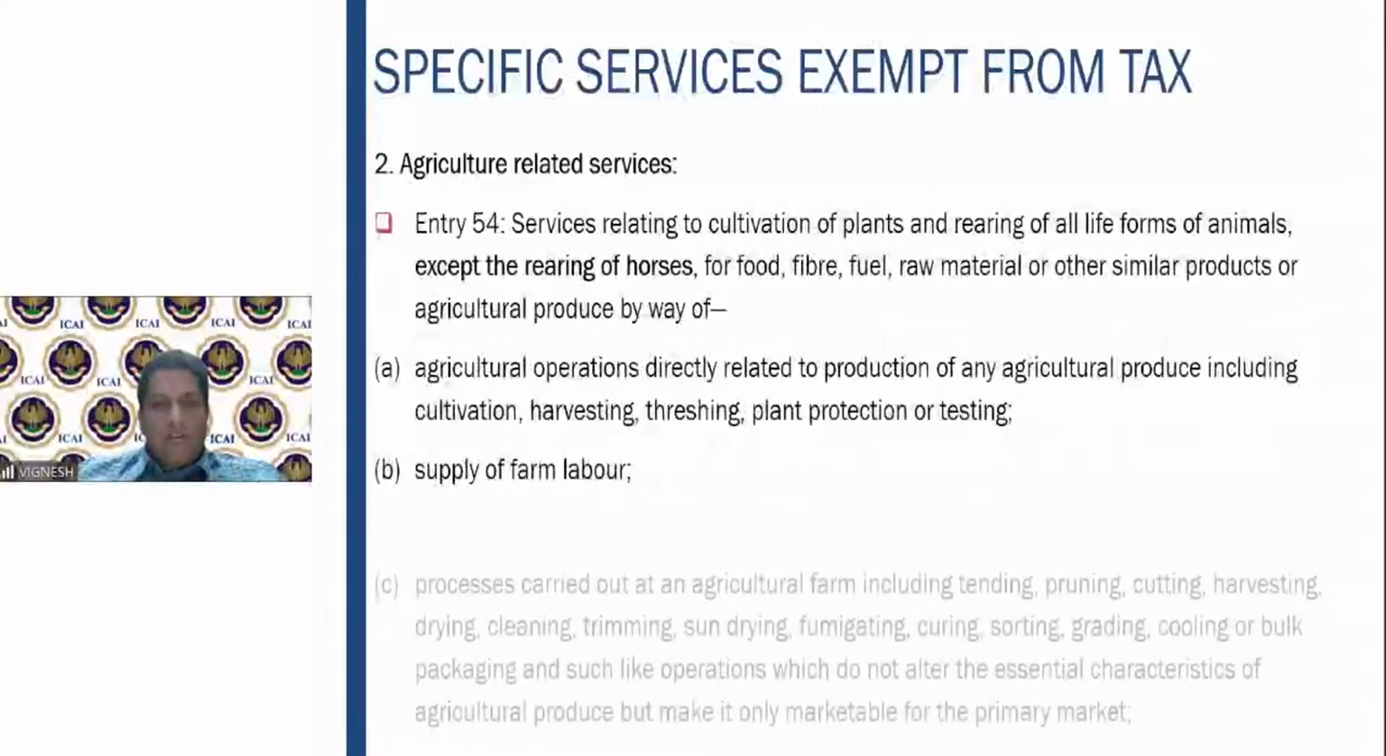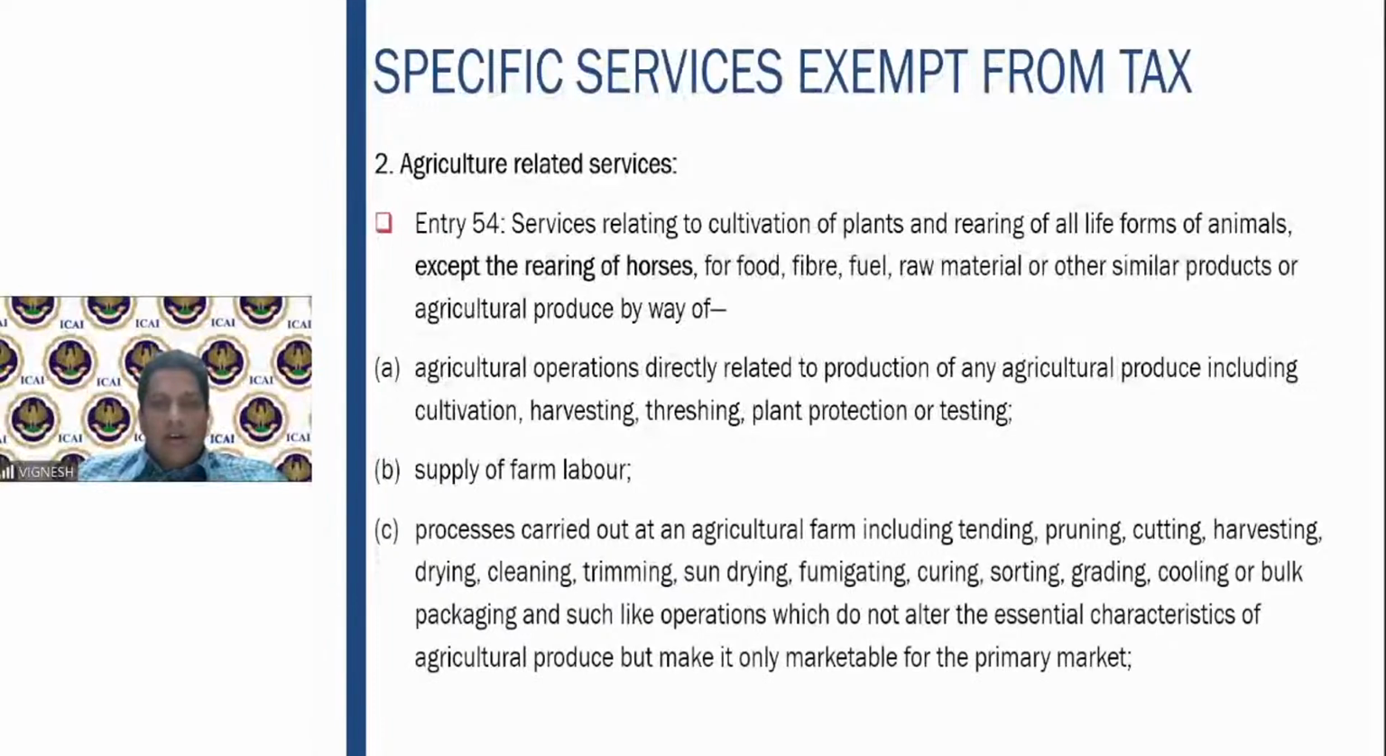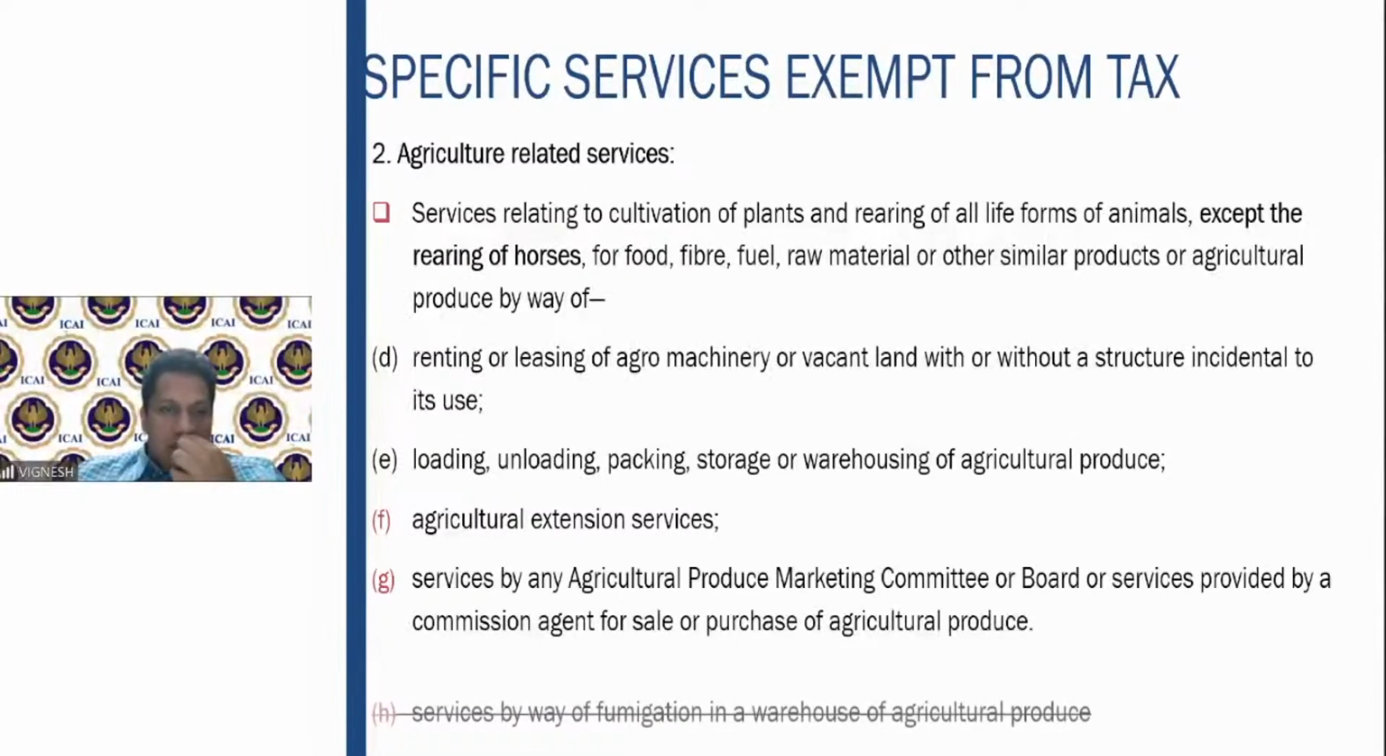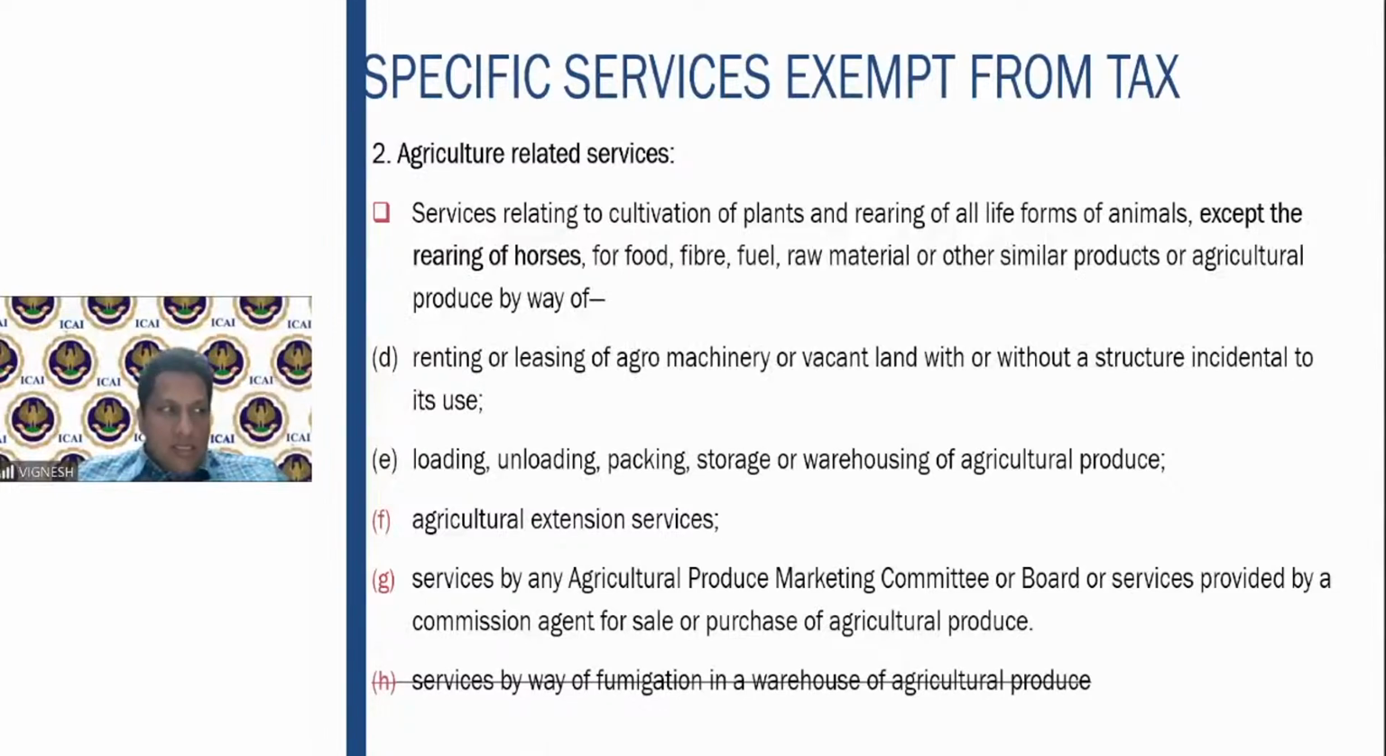Cultivation of plants, rearing of animals other than horses, agricultural operations, supply of farm labor, processes carried out at an agricultural farm, all these processes are given. The important point is that the essential characteristics are not altered and it is marketable for the primary market. These are the conditions to be satisfied. Fine. Renting or leasing of agro machinery or vacant land with or without a structure. Agricultural extension services means what? Any training of scientific knowledge in how to get the proper plants, how to do proper agriculture, all that.